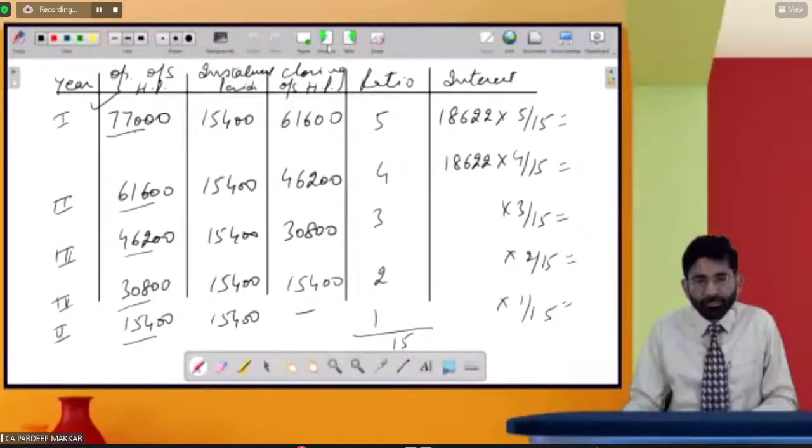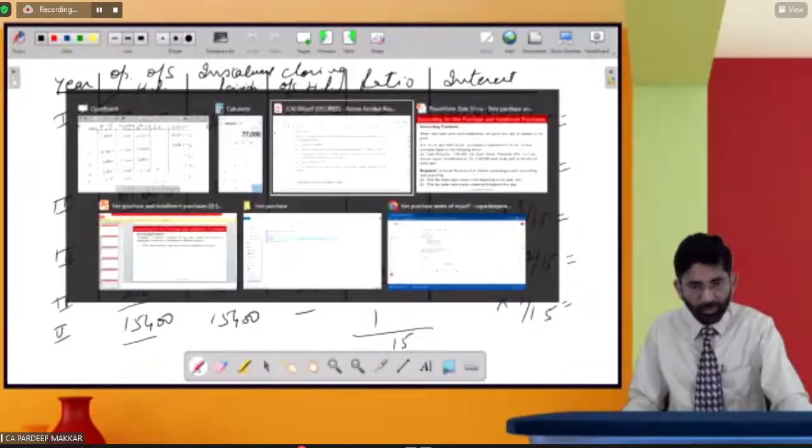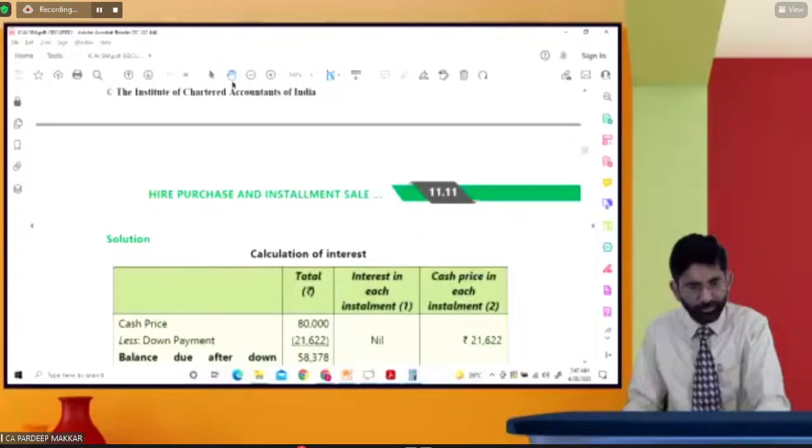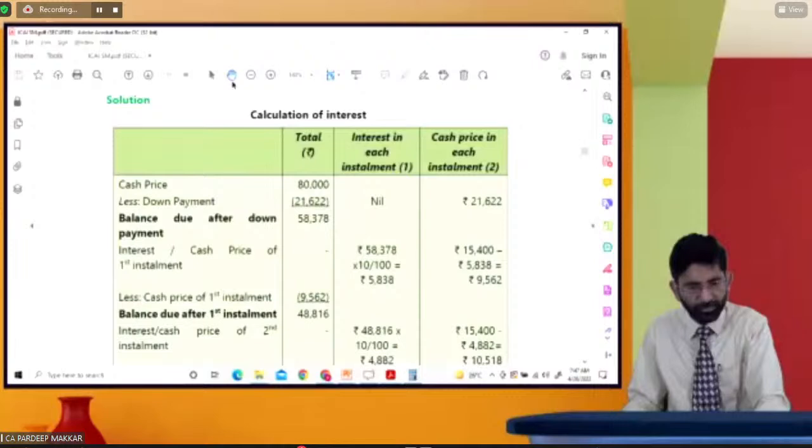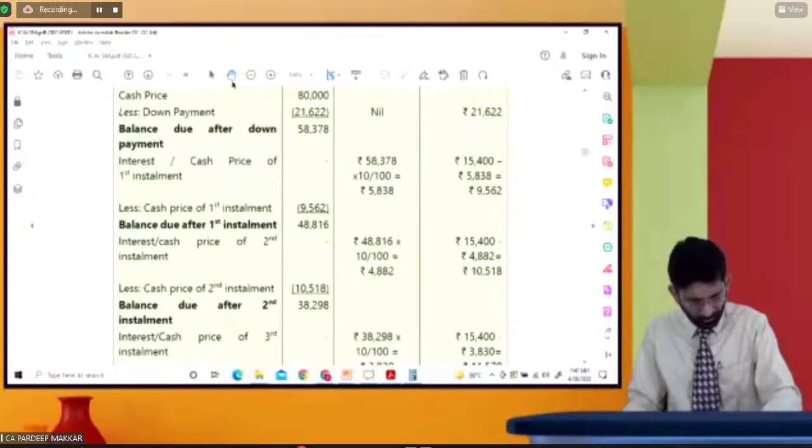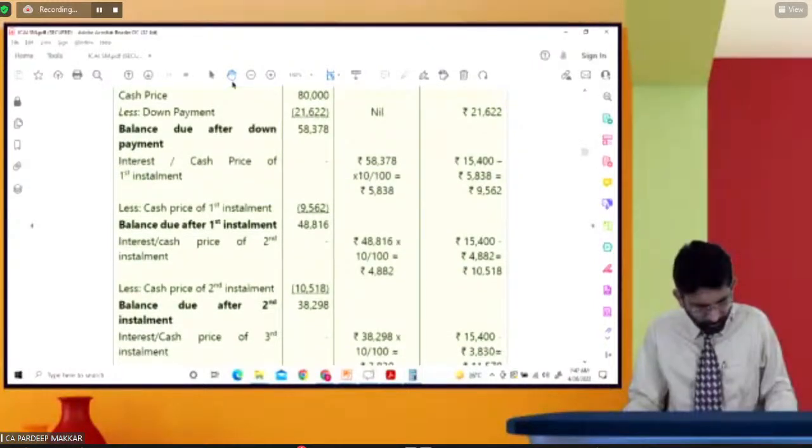Let's see what the answer given in the question in the module is. There's no problem. I would like to see that. What is our answer, beta? Our answer is 62074966. Very good.